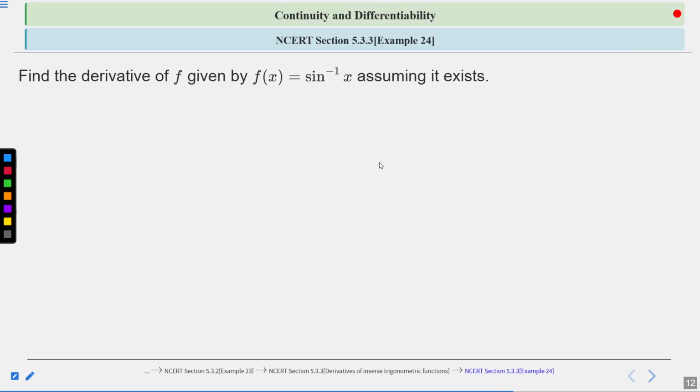Now let us see NCERT section 5.3.3 example 24. Find the derivative of f given by f(x) equal to sine inverse x, assuming it exists. So how can we find the derivative of f(x) equal to sine inverse x? Let us see. You have 40 seconds to solve or think about this question. After that, we'll move to the solution part.